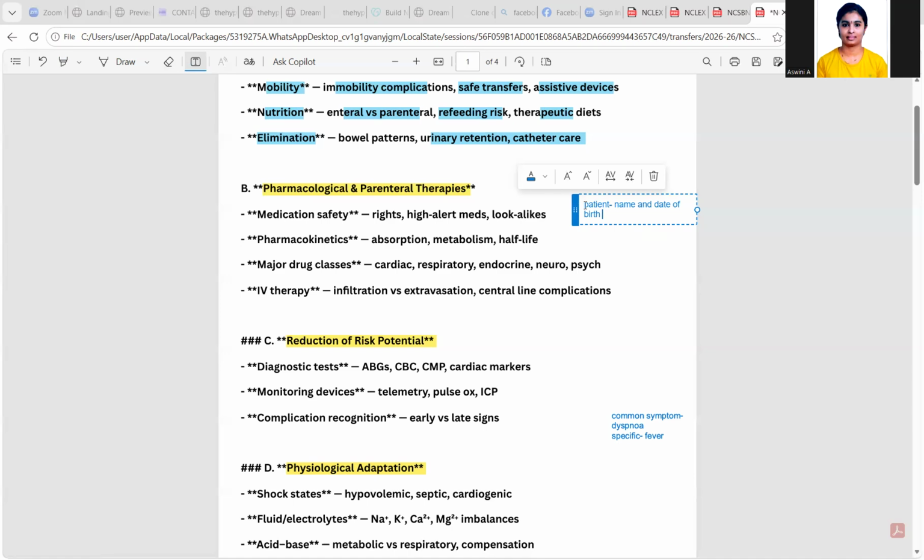That means first we need to identify the patient. How can we? Not only by the name and the date of birth. Mostly we confirm the name and date of birth of the client. If the client is disoriented, we can check with the hospital number. Sometimes there may be patients with the same name and same date of birth. In such cases we can confirm with the hospital ID number.